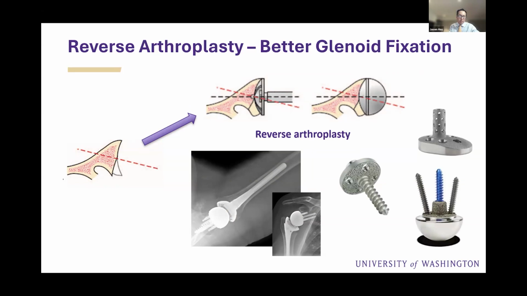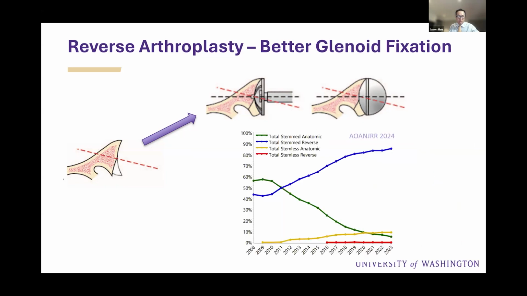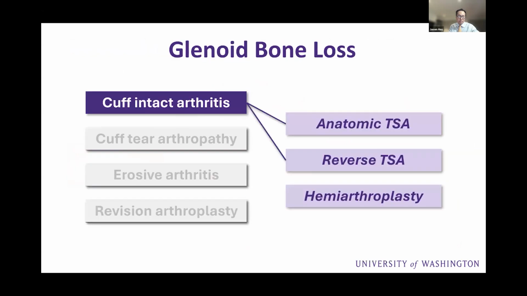And there are some studies showing that the functional outcomes with these two types of arthroplasty can be similar. And this is likely one of the reasons why we see a big rise in the proportion of reverse arthroplasty. This is data from the Australian registry showing that 80 to 90% of primary arthroplasties are undergoing reverse arthroplasty, less than 10% are anatomic. And I think this trend is heading that way in the United States as well.